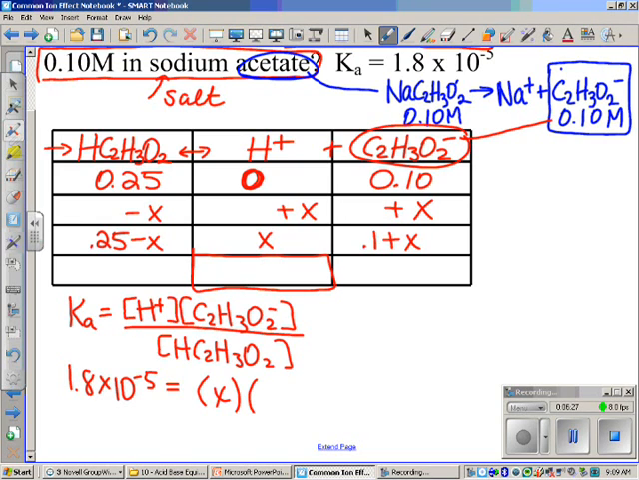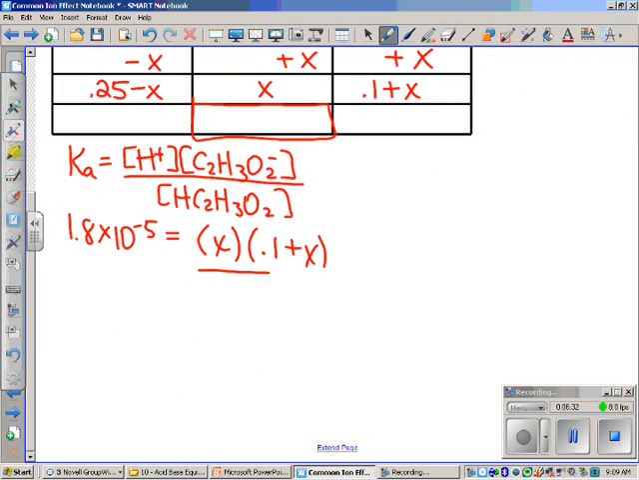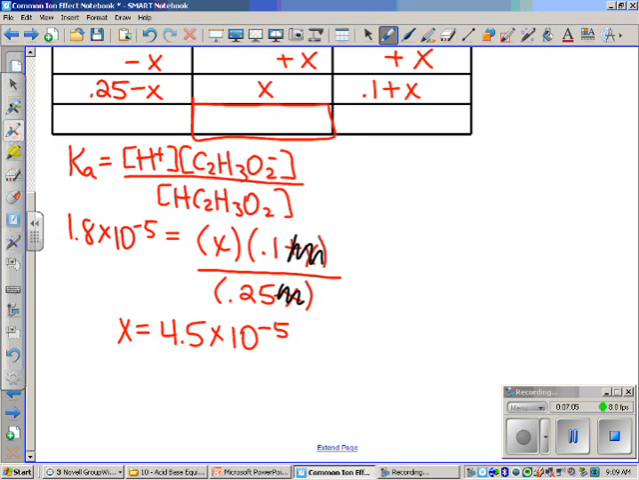So H plus is represented by x. C2H3O2 minus is represented by 0.1 plus x. And then on the bottom, HC2H3O2 is 0.25 minus x. Now our trick tells us that we can get rid of anywhere where x is being added or subtracted. So I'm going to get rid of it here and here. Don't get rid of the actual 0.1 and 0.25, but you can get rid of the rest. All right, so if we cross multiply and then divide over the 0.1, we end up with an x value of 4.5 times 10 to the negative fifth.